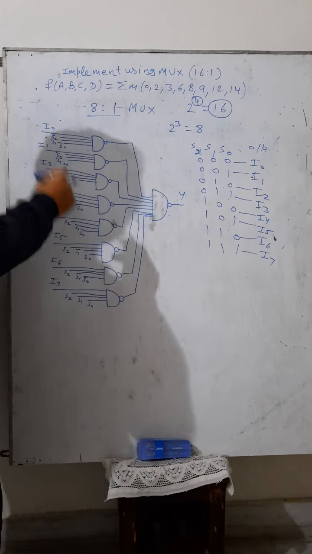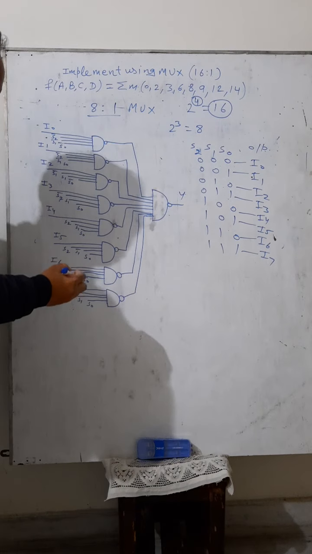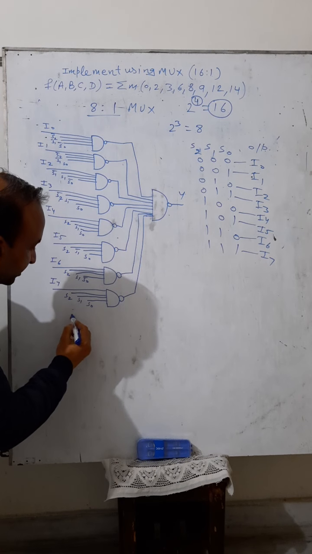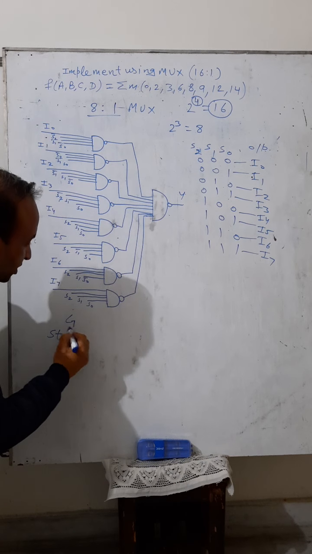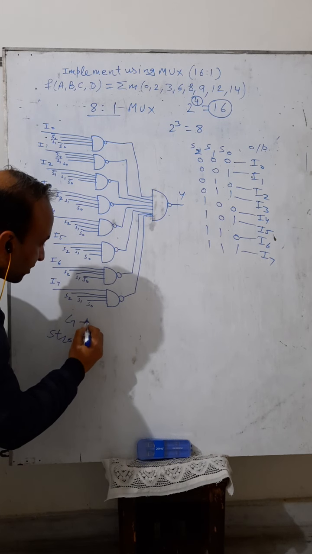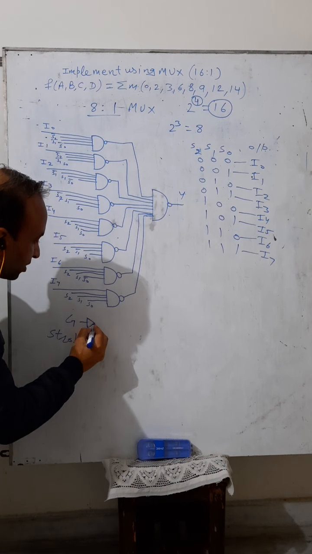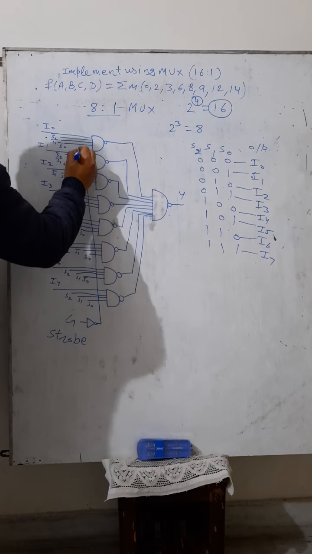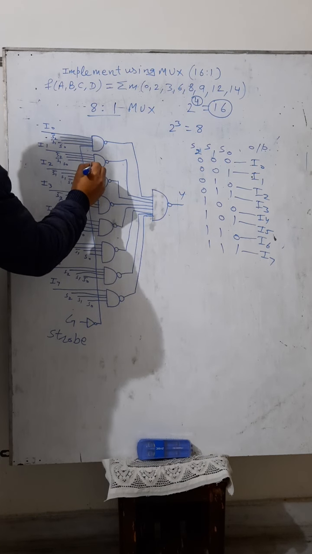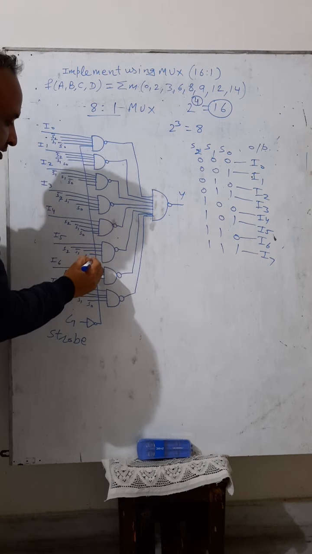Now here we will also show the role of the G strobe signal. G, passing through an inverter, is just connected as an input to each and every NAND gate in this way.